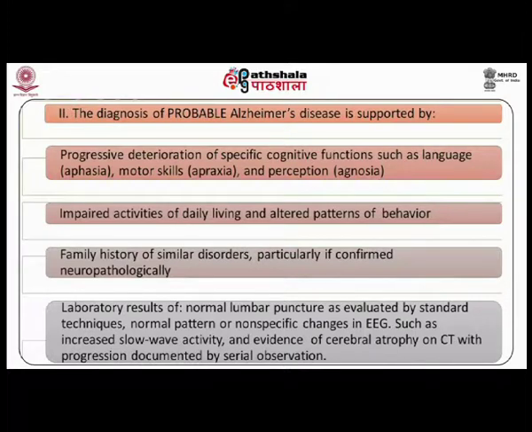2. The diagnosis of probable Alzheimer's disease is supported by progressive deterioration of specific cognitive functions such as language, aphasia, motor skills, apraxia, and perception, agnosia, impaired activities of daily living and altered patterns of behavior, family history of similar disorders, particularly if confirmed neuropathologically, and laboratory results of normal lumbar puncture as evaluated by standard techniques, normal patterns or non-specific changes in EEG such as increased slow wave activity, and evidence of cerebral atrophy on CT with progression documented by serial observation.